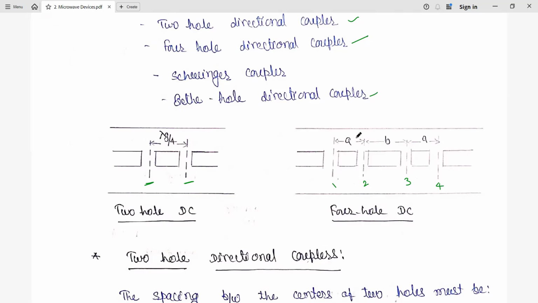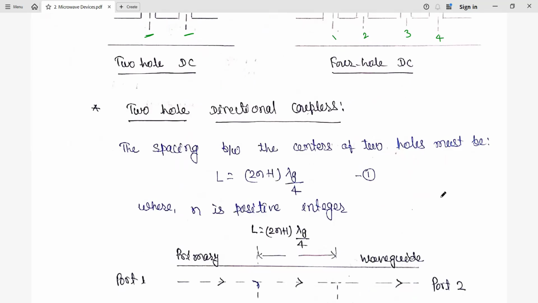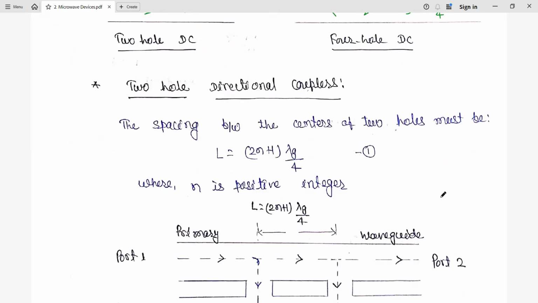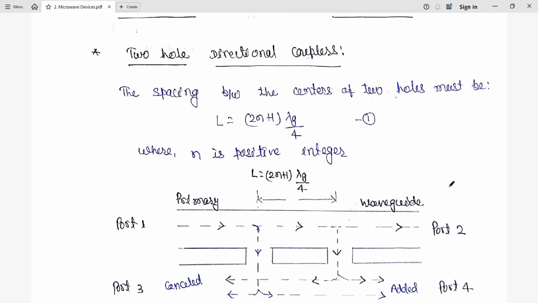Between 1 and 2, we have A. Between 2 and 3, we have B. And between 3 and 4, we have A. Later we'll discuss all these dimensions of the four holes. Here we are going to see only the two-hole directional couplers.